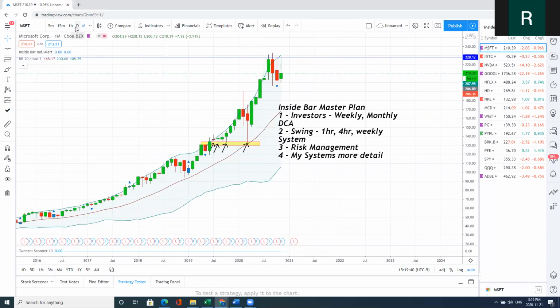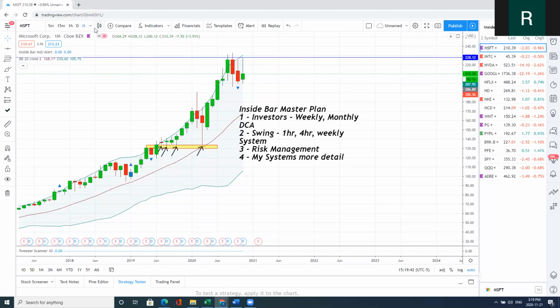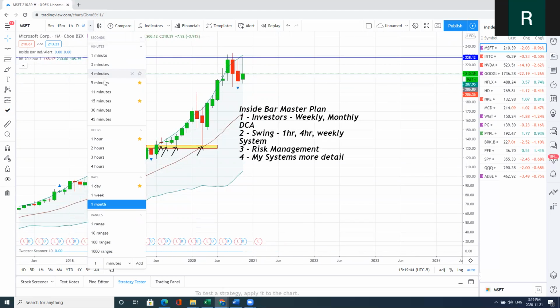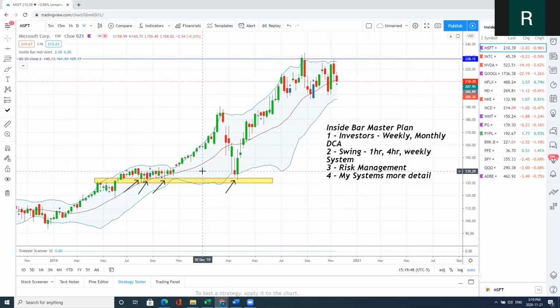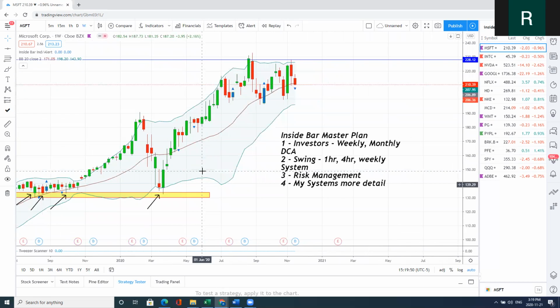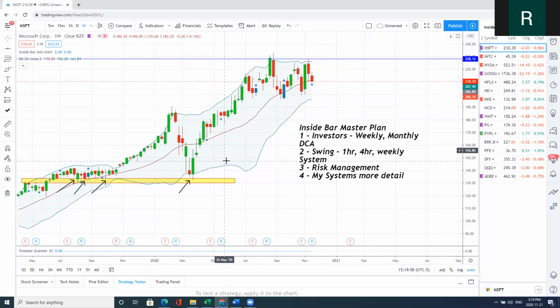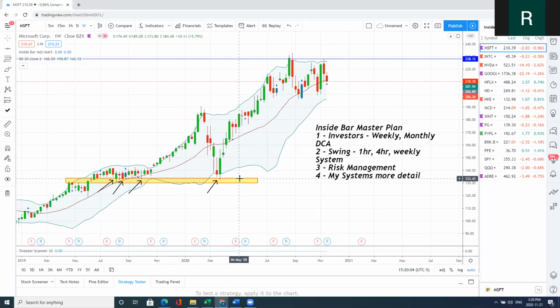So just to recap, for the inside bar master plan with investors, we want to pick a bundle of stocks that we believe are transformative, that we're not worried about if this inside bar does not work. Let's say it breaks the high and then it turns around and comes down here. We're not worried about that because we're going to dollar cost average. The next inside bar that sets up, we're going to add again. And we're going to play the game of time.